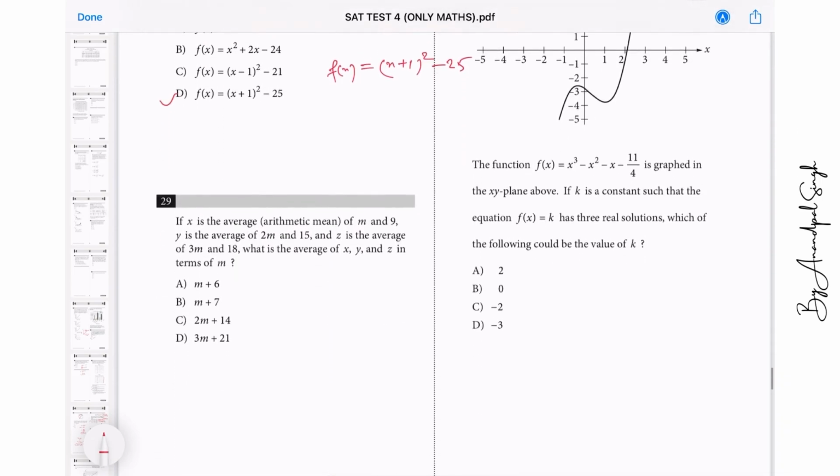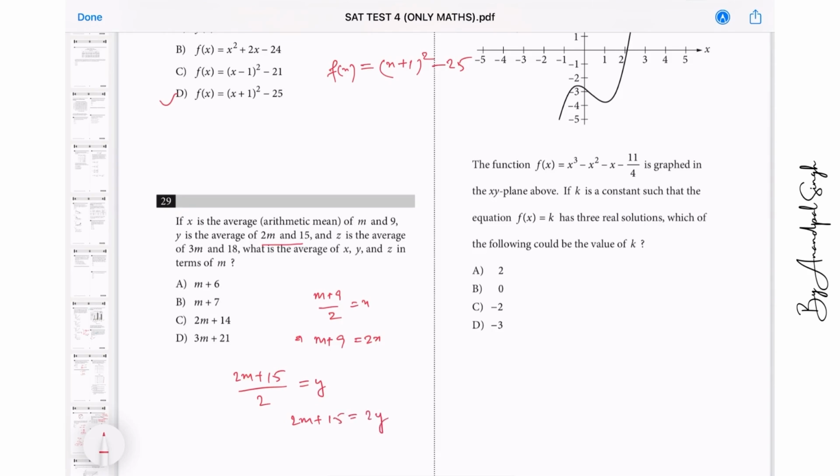Next, going to question number 29. If x is the average of m and 9 and y is the average of 2m and 15, it means that (m + 9)/2 is equal to x. It means m + 9 is equal to 2x. And y is the average of 2m and 15, so 2m + 15 is equal to 2y.